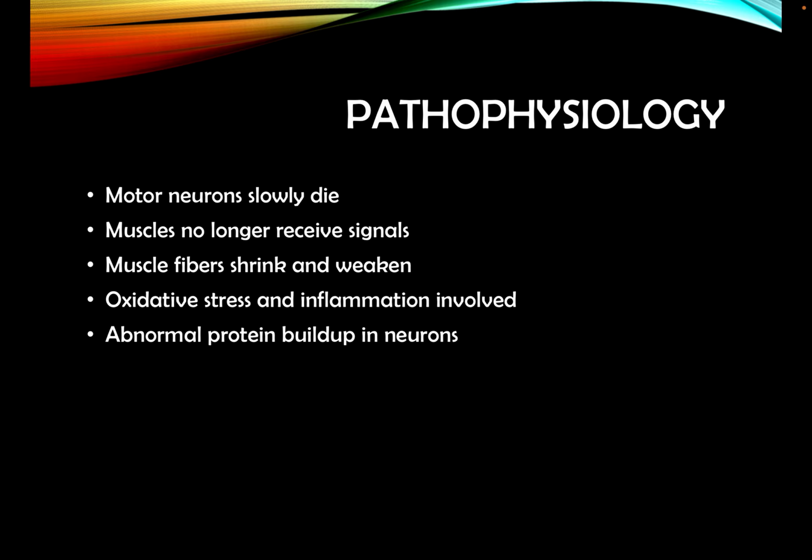Next is the pathophysiology of ALS. It's pretty complicated. Basically, the neurons are damaged by things like oxidative stress, inflammation, and abnormal protein buildup. Scientists believe that the neurons break down faster than the body can repair them, so the muscles weaken even if the person is trying to stay active.